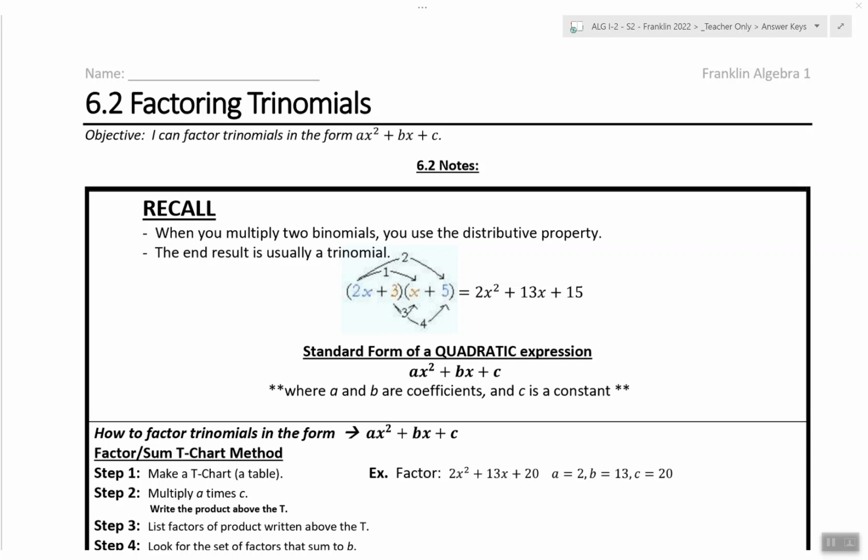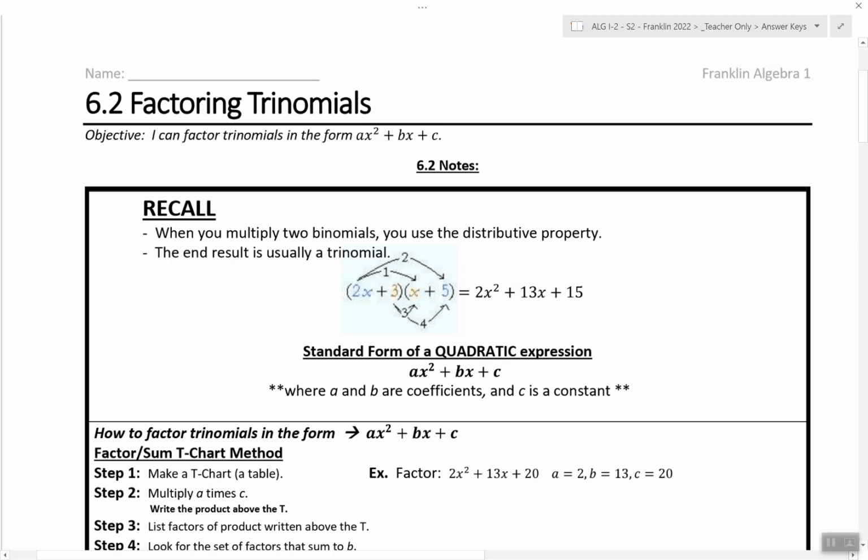Okay, we're going to continue our work with factoring with these notes on factoring trinomials. So we're going to look specifically at factoring trinomials when they are in the form ax squared plus bx plus c. This is standard form. Now remember from 6.1, when we factored with a GCF or by grouping, we were essentially working backwards through the distributive property. And that's what we're going to be doing in these notes as well.